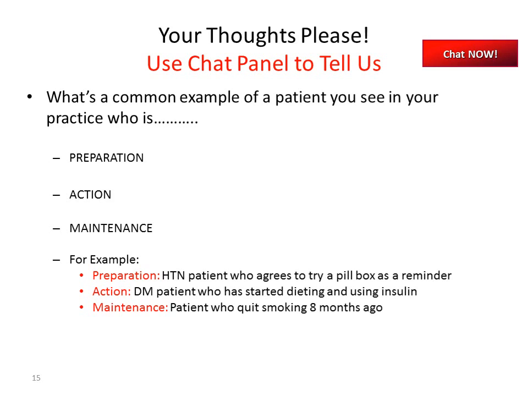Again, take a pause now. Think about patients you see who are in the preparation phase. We gave you the example of a hypertensive patient who agrees to try a pill box as a reminder. Think about the types of action patients you see. An example might be a patient with diabetes who has started dieting and now maybe has added insulin to the regimen.